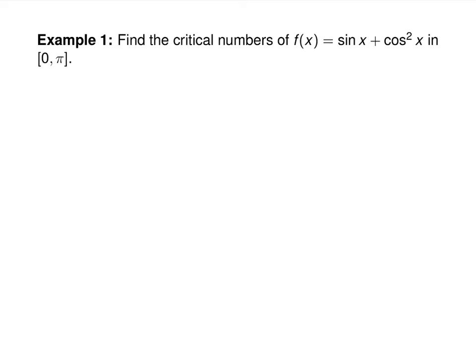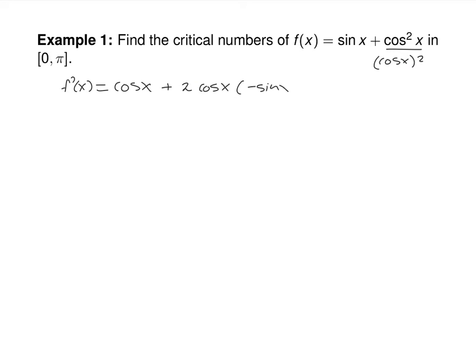So let's find the critical numbers of this function on the interval from 0 to pi. So find the derivative. Do it in 2 steps, okay? That really is cosine of x squared, okay? So chain rule it. It's plus 2 cosine of x times negative sine of x.